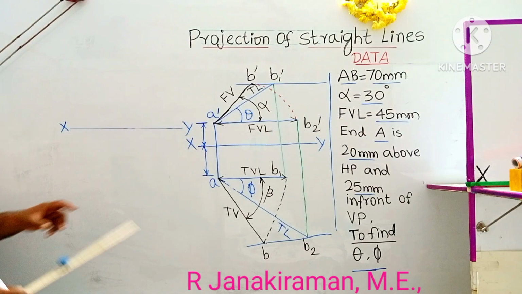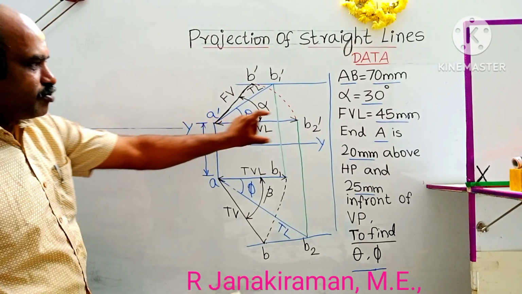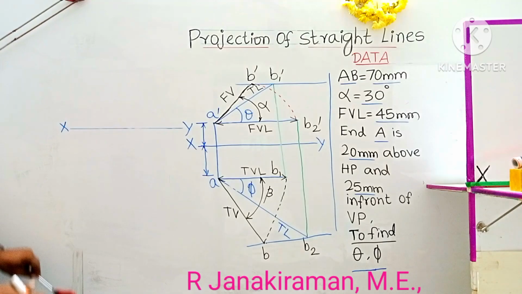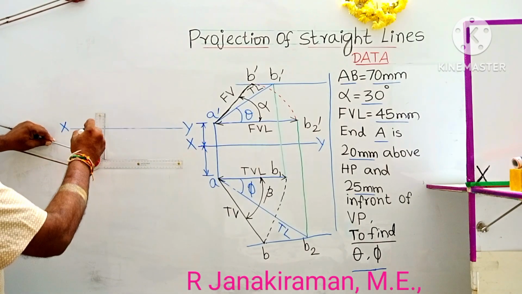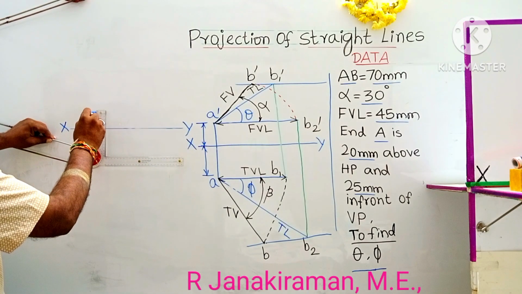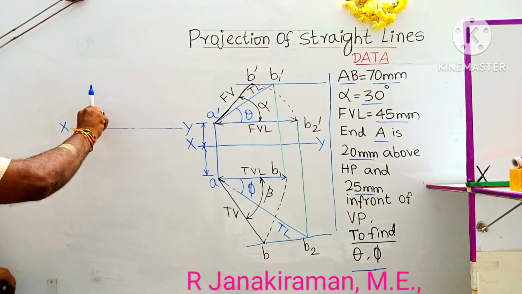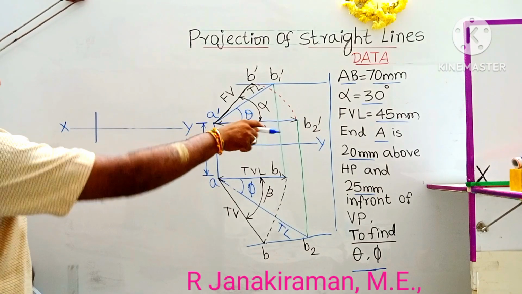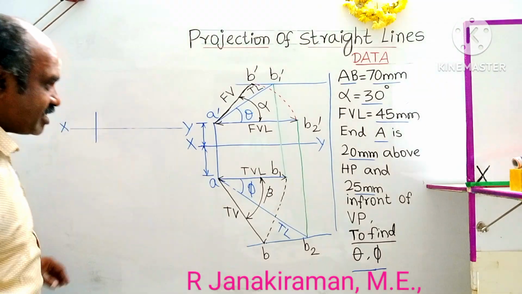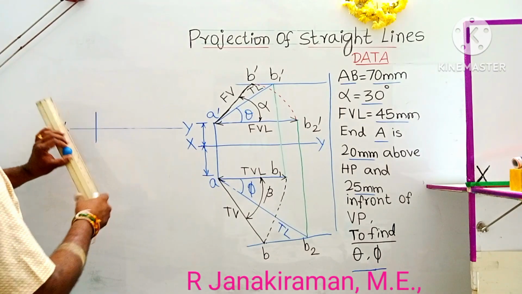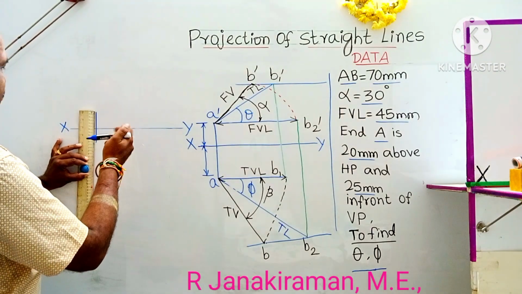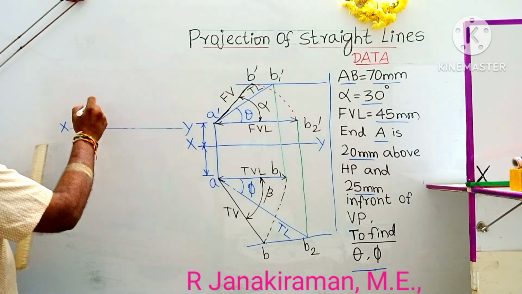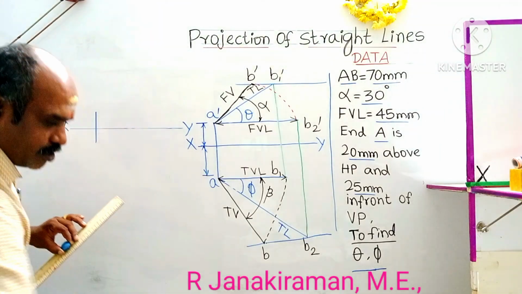Okay, next, the location of point A above HP is 20 mm. So using the vertical scale, draw a vertical line. This is the distance above HP, and this is the distance of point A in front of VP. So mark the vertical height given as 20 mm above HP. Above HP will always come above the XY line. Let this point be marked as A dash.